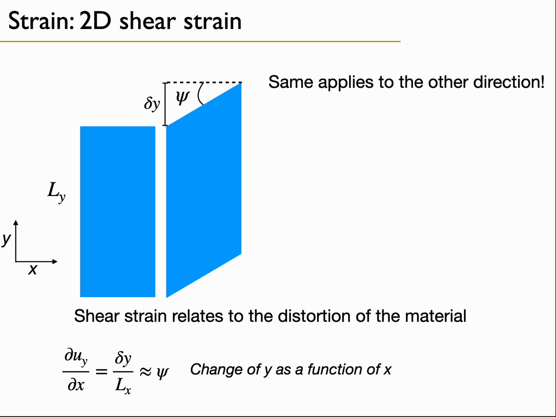The same would apply if we shear in the other direction. Now we shear this rectangle into this shape. We have an angle for the shear, which is here. The facing edge has a length delta y. duy dx, so the change of uy with regard to x, will be delta y divided by Lx, and it's approximately the value of the angle.